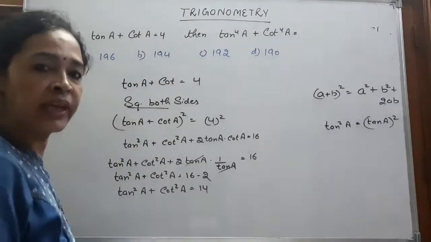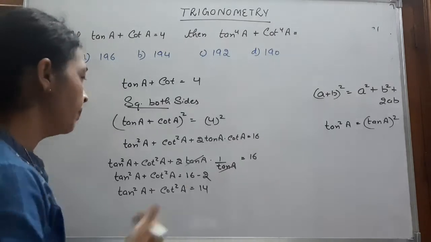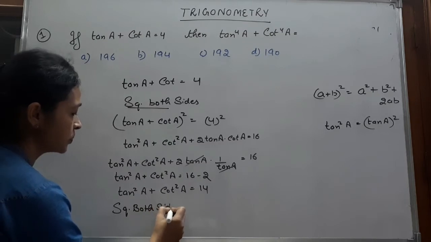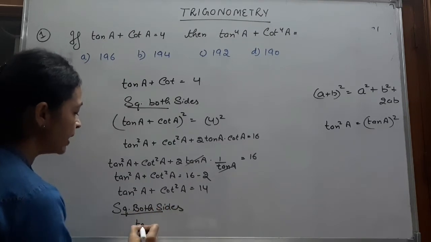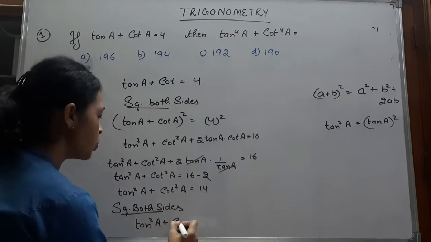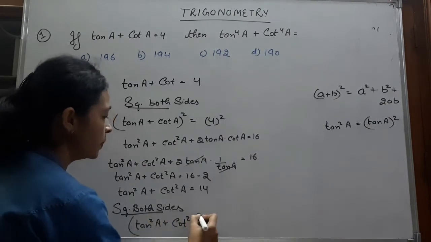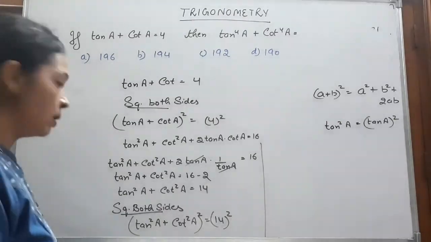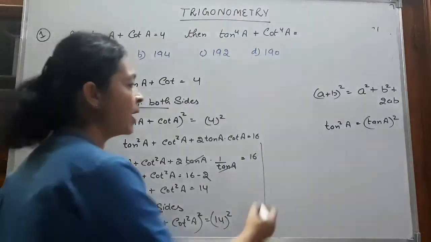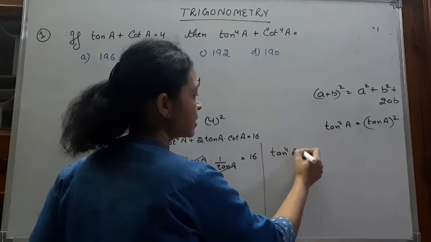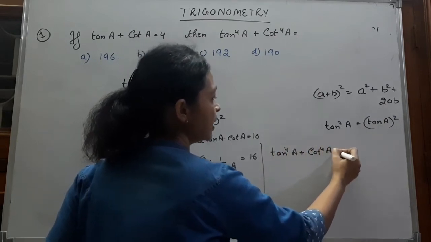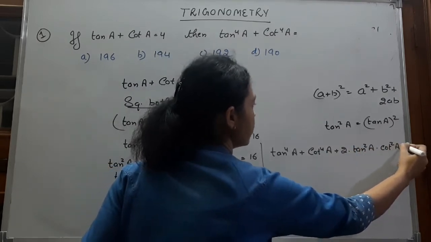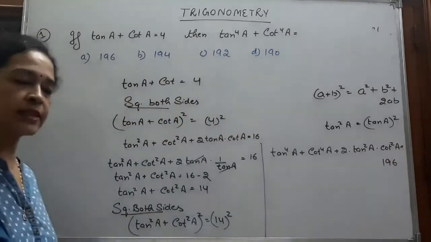But we need the value of tan to the power 4A plus cot to the power 4A. Again squaring both sides, we have tan square A plus cot square A whole square equals 14 square. A plus B whole square: tan square A whole square, tan to the power 4A, plus cot to the power 4A, plus 2 into tan square A into cot square A, and 14 square is 196.